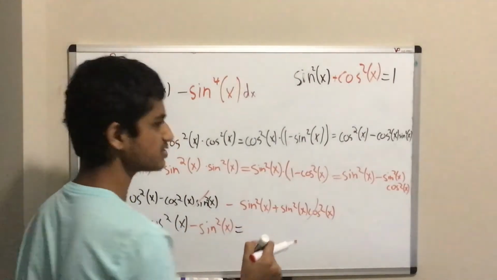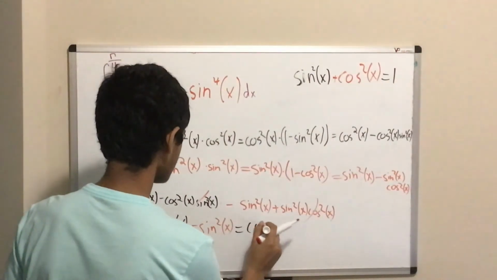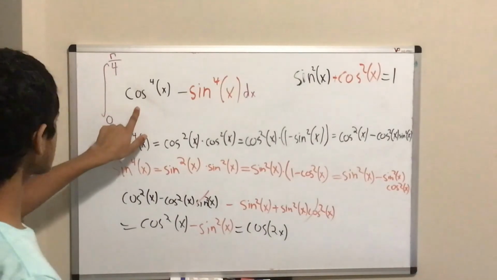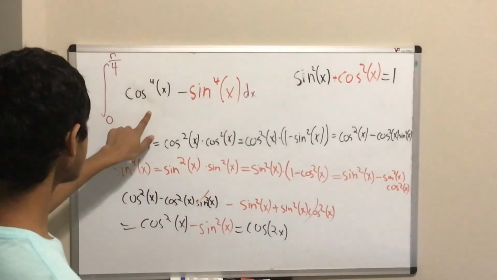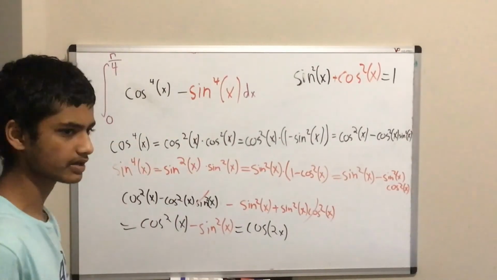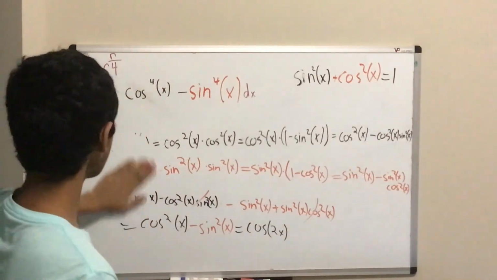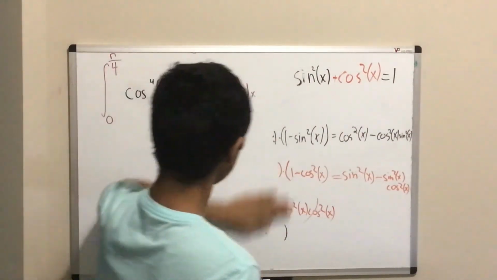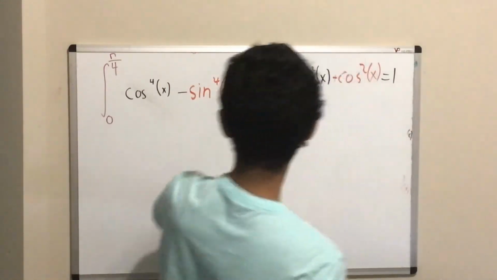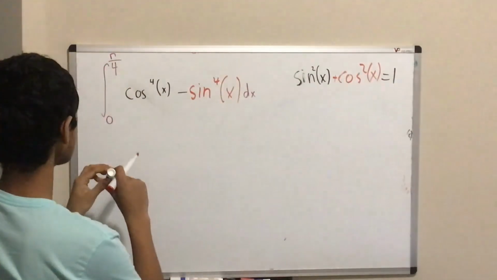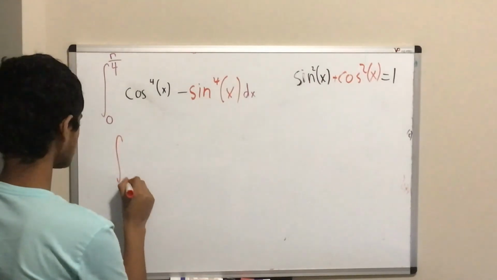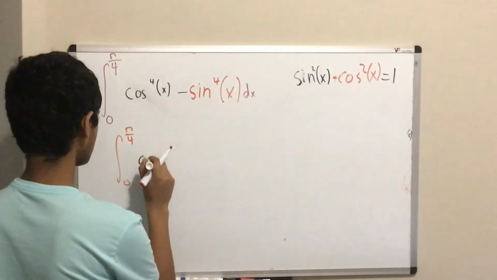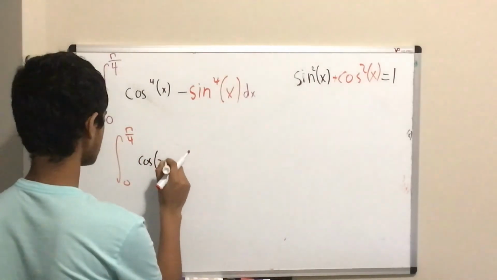And we know that's a really famous identity, which is cosine of 2x. So basically all this integral is asking us to do is find the integral of cosine of 2x. That's exactly what we're going to find, and then we can apply the limits of integration to solve it. So we can rewrite this integral as the integral from 0 to pi over 4 of cosine of 2x dx.